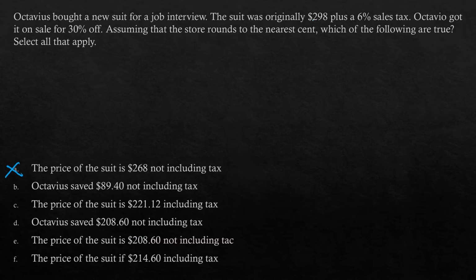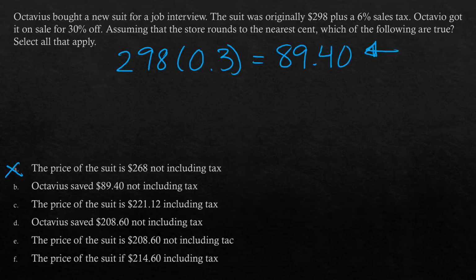It says that the suit was originally $298 plus a 6% sales tax. Okay, so I want to figure out how much the suit is on sale. So I'm going to take that 298 and multiply it by 0.3. So I'm just typing that into a calculator, 298 times 0.3. And that gives me $89.40. So this is how much the suit is on sale for. Okay, so Octavia saved $89.40, not including tax. That is how much he saved.